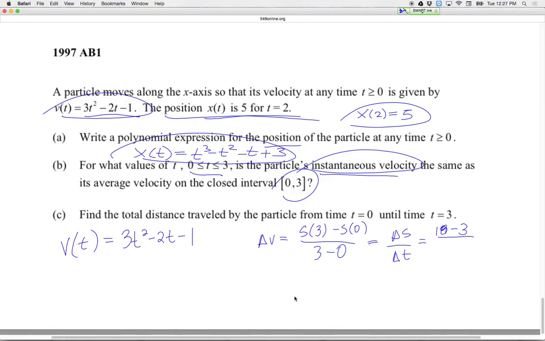s of 0 is obviously what? 3. That one's easy because we found C earlier. All right, and then that'd be 3. So this is going to be 18 minus 3, which is what? 15. 15 divided by 3 is 5. Now, you would have gotten a point for that.